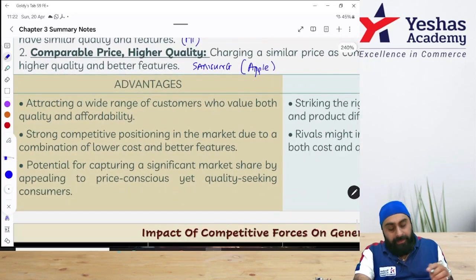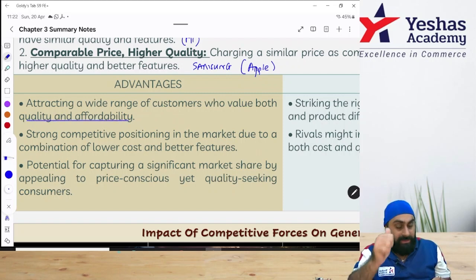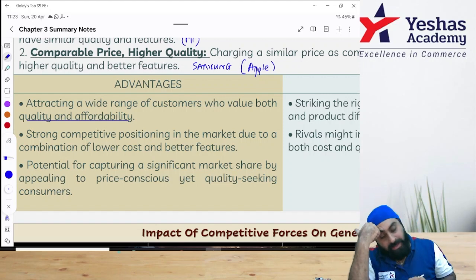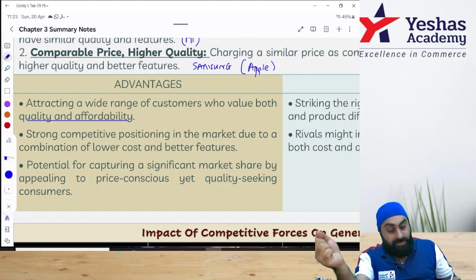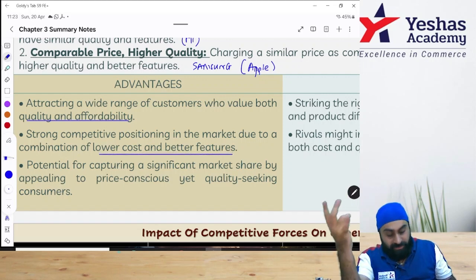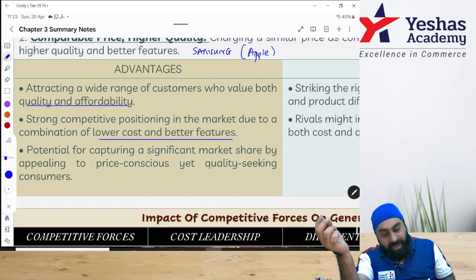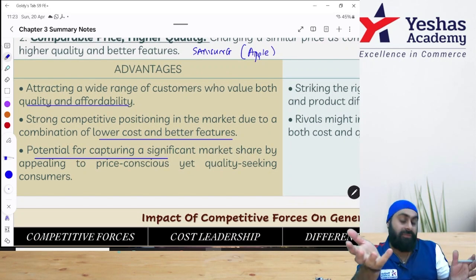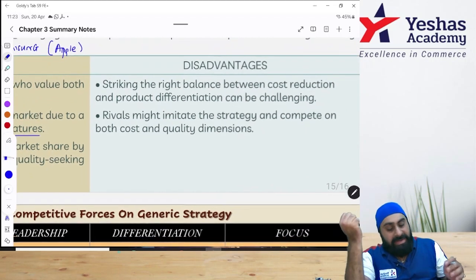Advantages. There's an attracting of a wide range of customers who value both quality and affordability. So best cost provider strategy works for them because it is a cost leadership, differentiation, money value, everything. A strong competitive position in the market due to combination of lower cost and better features. Obviously, lower cost and better feature. And these have potential to capture bigger markets because they are focusing on all the three aspects of businesses.